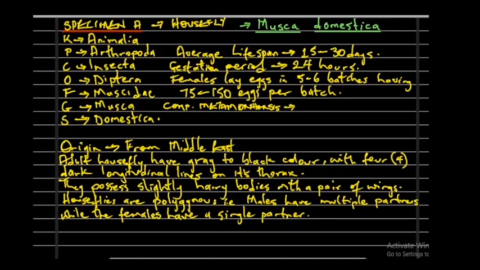So we have it starting from egg to larva, to pupa, and then to adults. We have it forming maggots in the larva stage. That is where it forms maggots. So that is the metamorphosis of this particular organism.